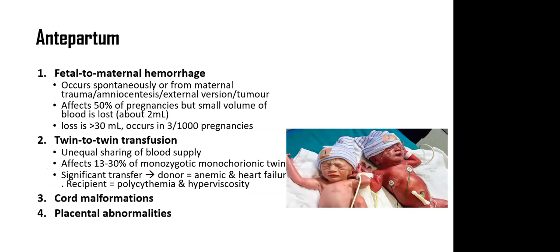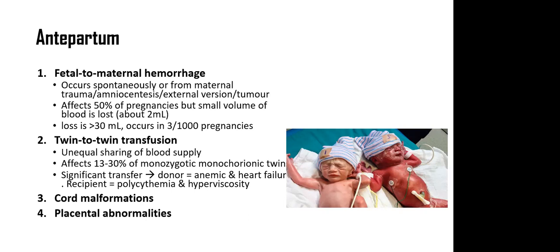And next is the twin-to-twin transfusion. It is usually due to unequal sharing of blood supply, and it affects 13 to 30% of monozygotic or monochorionic twins that share the same placenta. If there is a significant transfer, the donor could have anemia and also heart failure, and the recipient could have polycythemia and hyperviscosity.